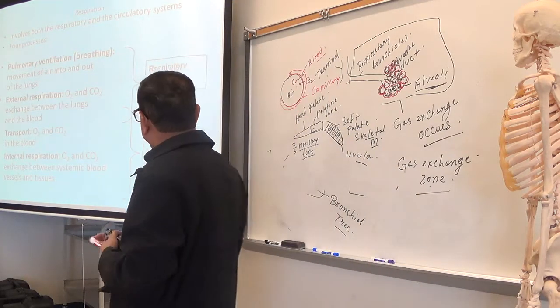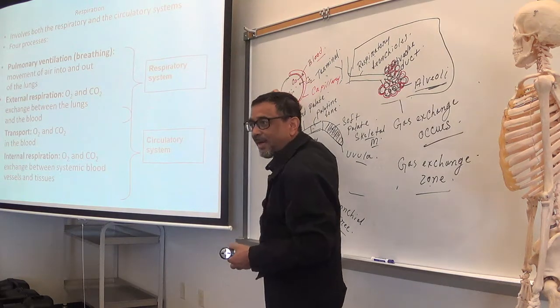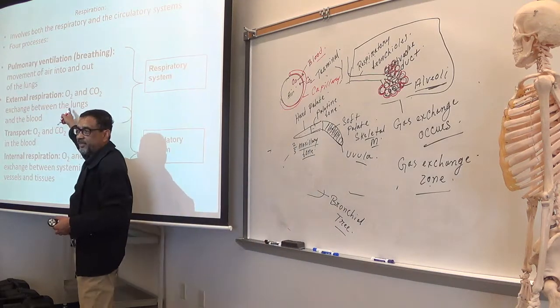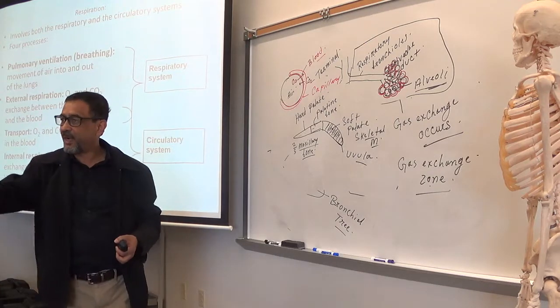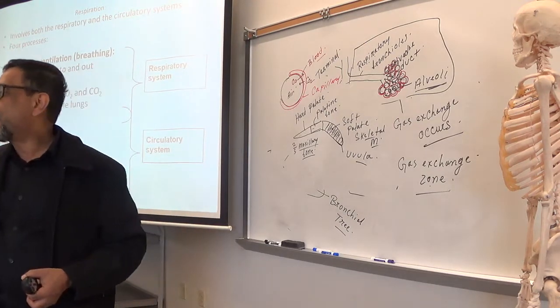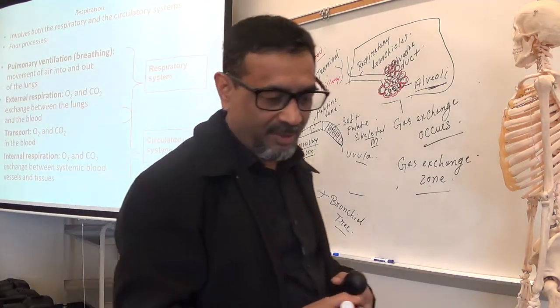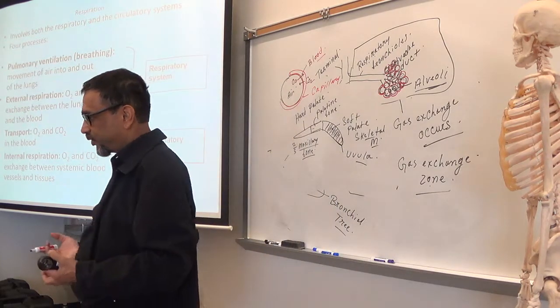Okay, so that exchange inside the lung, in the alveoli of the lung, is called external respiration. Is it clear? External respiration, you can write it down: gas exchange in the lung. So this is also in the respiratory system because the lung is in the respiratory system.